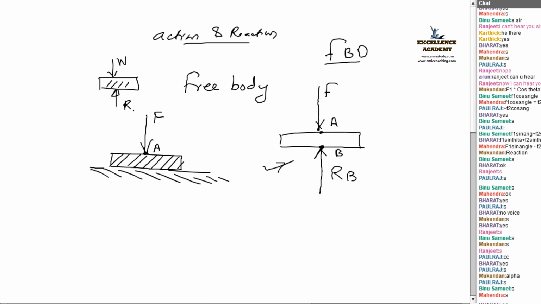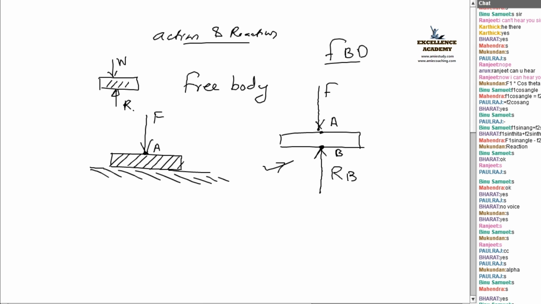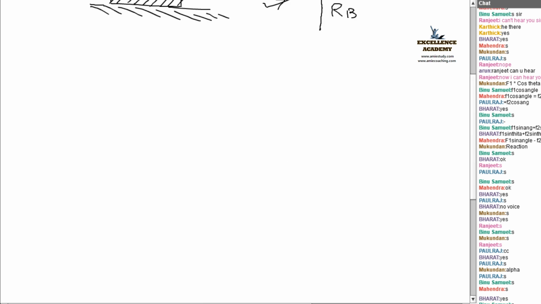Now, once again, I shall take another example that you have to answer. One circular body is there, and the weight of that circular body is W. It is resting on the floor like this. The point of contact on this body is point A.